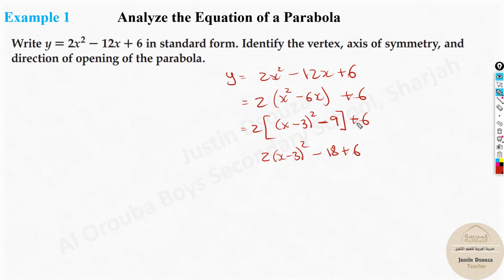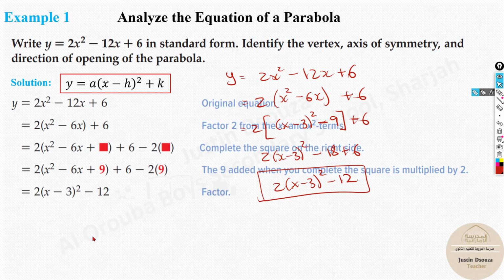2 times minus 18 plus 6 is minus 12. It will be 2 into x minus 3 the whole square minus 12. This is it. This is the answer. Just 4 steps. This is the question. So 1, 2, 3, 4 steps done. Now you can follow this method anytime and you will get the same answer.